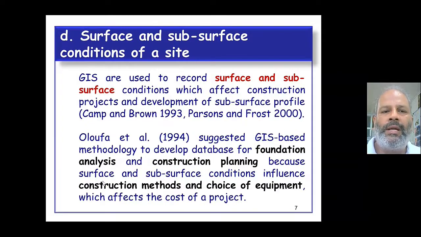The fourth area that has been reported is the surface and subsurface conditions of the site. So whenever, let's say, tunnel construction is there, then the surface and subsurface conditions play a major role. So GIS helps in modeling those surface and subsurface conditions. Actually, those conditions also decide what construction method is to be used.